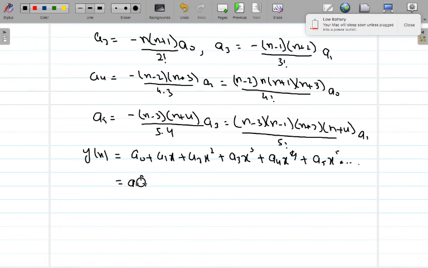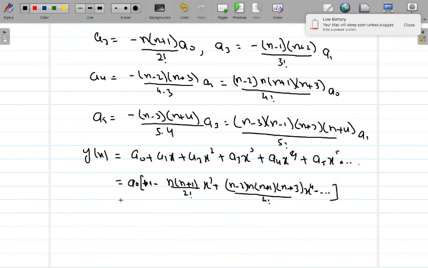we can get this in the form of: this is 1 minus n into n plus 1 divided by 2 factorial x square plus n minus 2, n, n plus 1, n plus 3 divided by 4 factorial x power 4 plus up to so on.